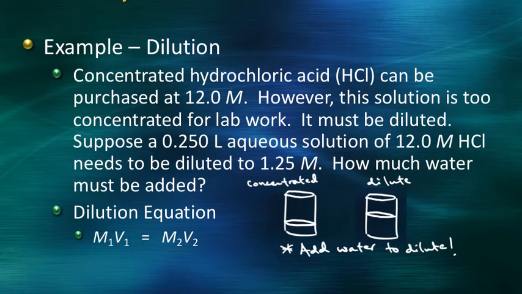So a good example of this is hydrochloric acid, which we'll learn about soon enough, HCl. It's purchased at 12.0 molar. That's very concentrated. That's not something you'd want to get on you. However, the solution is way too concentrated for lab work. It needs to be diluted.